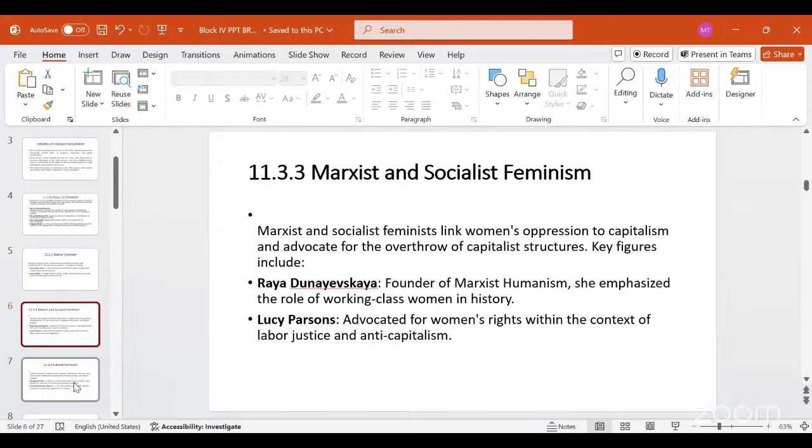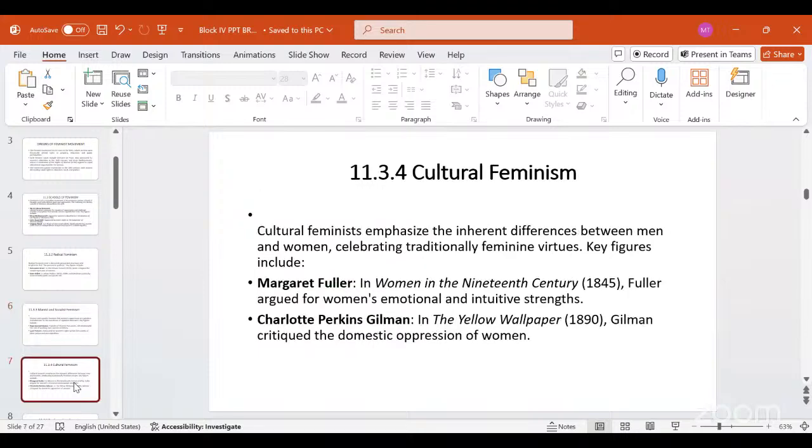So we see that Raya Dunayevskaya, who is the founder of Marxist humanism, emphasizes the role of working class women in history. Sorry for my pronunciation. I'm not sure how it is pronounced. Usually, Russian names I'm not very familiar with. Lucy Parsons, when you talk about Marxist feminism, advocates for women's rights within the context of labor justice and anti-capitalism.